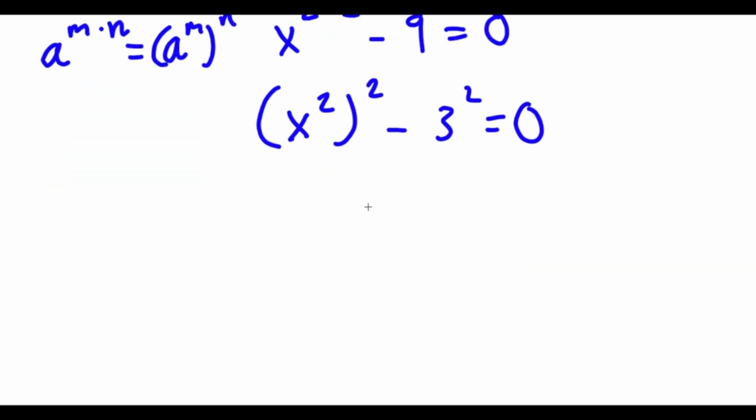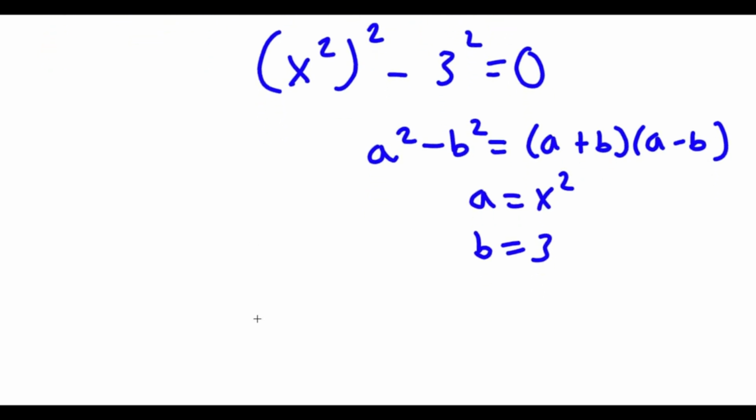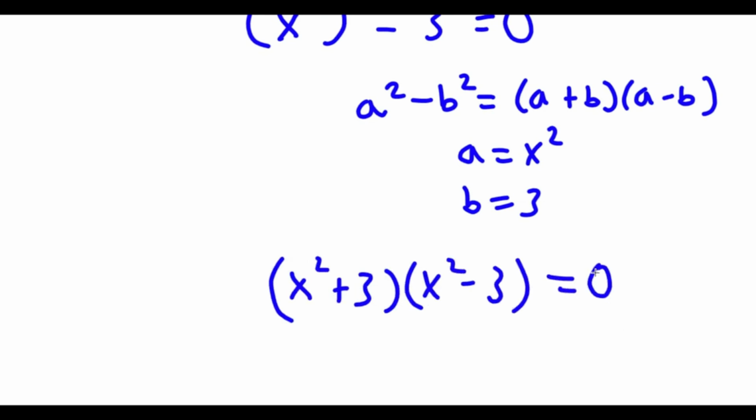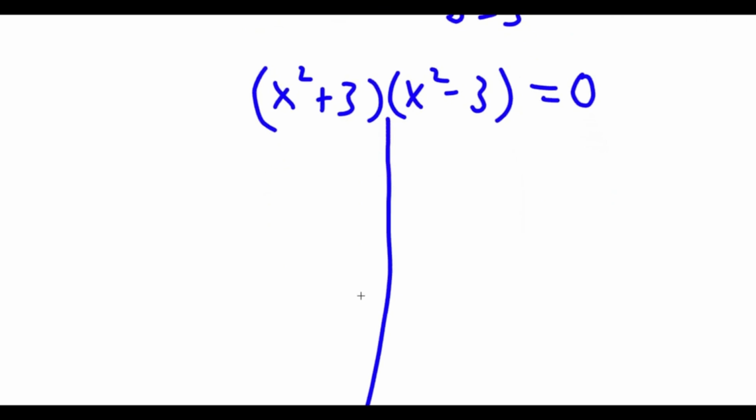Now, if I have something in the form a squared minus b squared, this is equal to a plus b times a minus b. So in this case, a would be x squared and b would be 3. So now I have x squared plus 3 times x squared minus 3 is equal to 0. So now this actually gives me 2 equations.